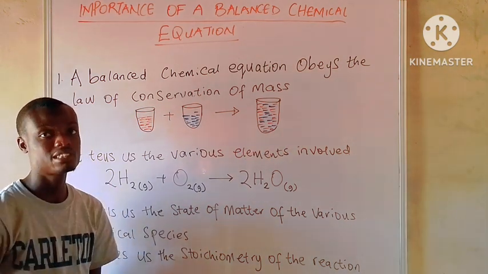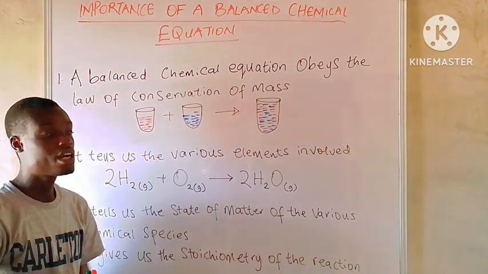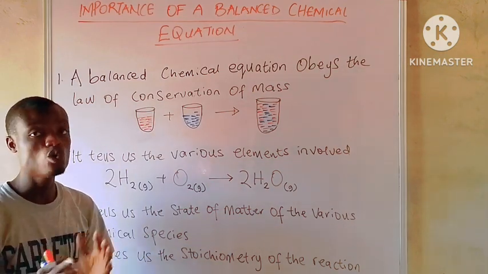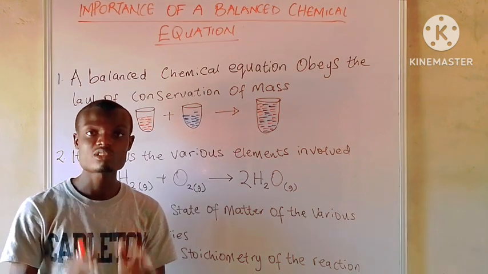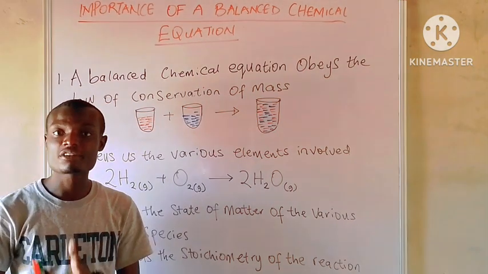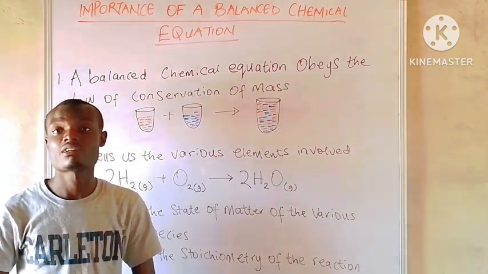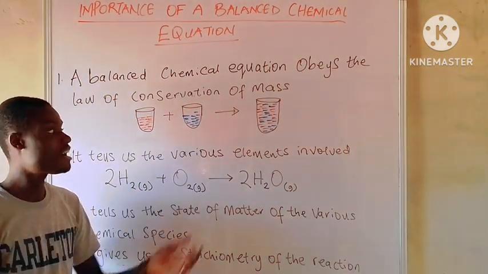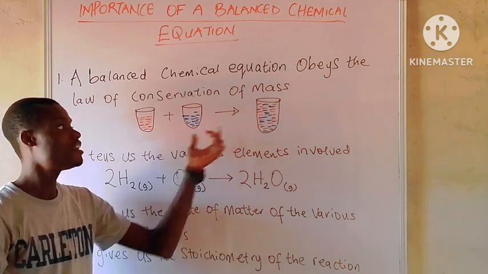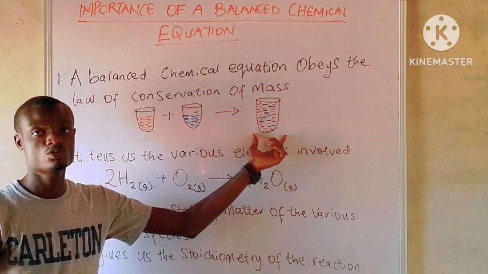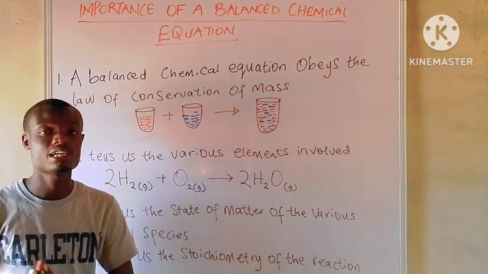Now, why is it good to balance an equation, or why is it mandatory to balance an equation? Number one, a balanced equation obeys the law of conservation of mass. Now, what does that law state? The law states that mass can neither be created nor destroyed. Simple. You cannot create mass and you cannot destroy mass. In essence, if I have 50 grams of a substance on my left hand side, I should equally have 50 grams of the product on the right hand side. So it's as easy as that.